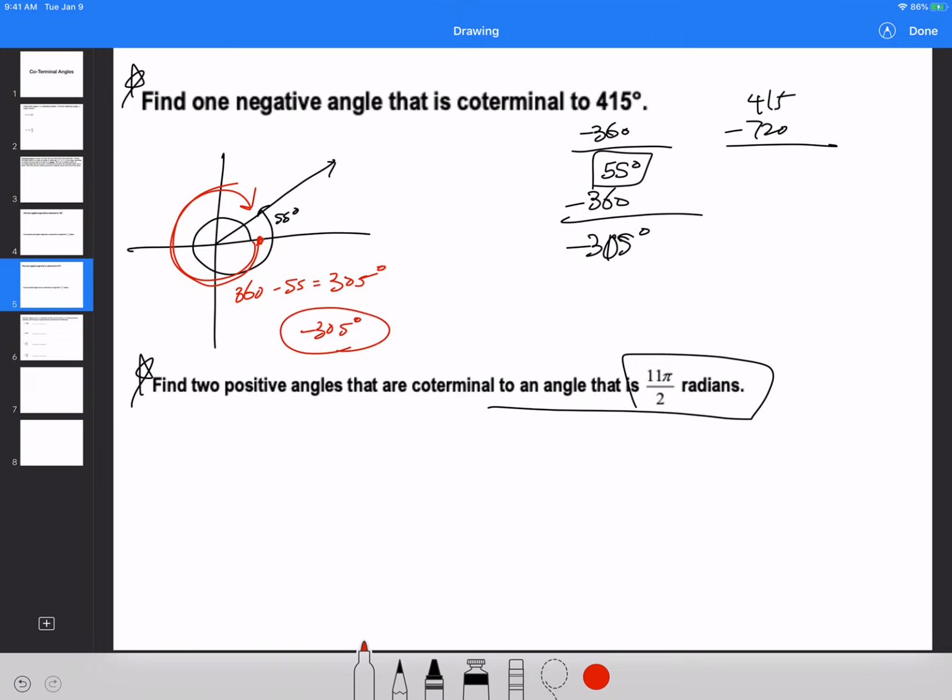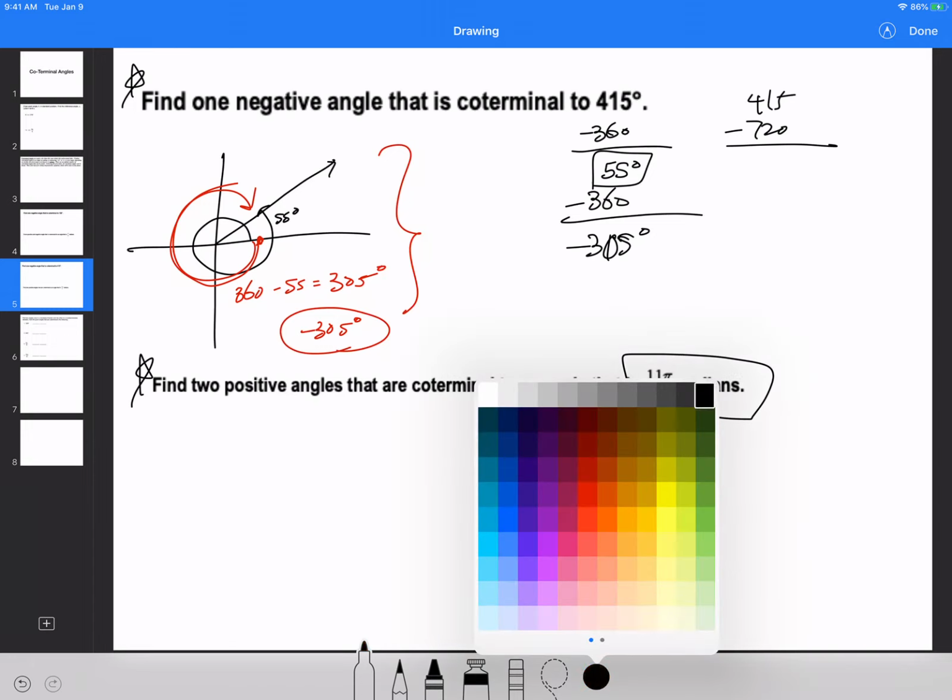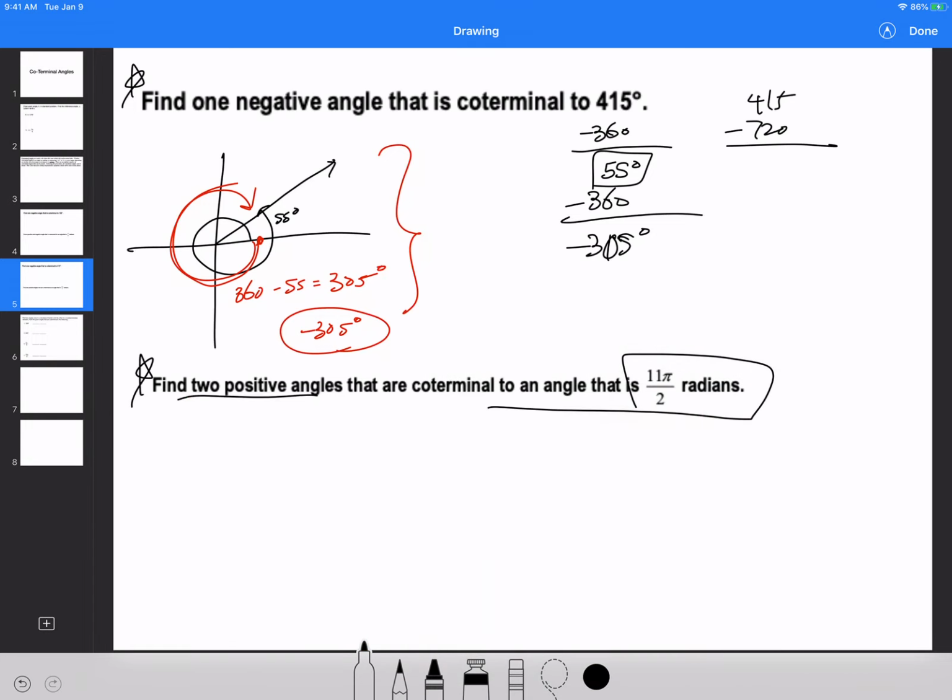So you can also tell it to me that way. I know that the drawing part will be very arbitrary for some of you, but just do your best in showing me the process of that. Next question. Find two positive angles that are coterminal to an angle that is 11 pi over 2 radians.